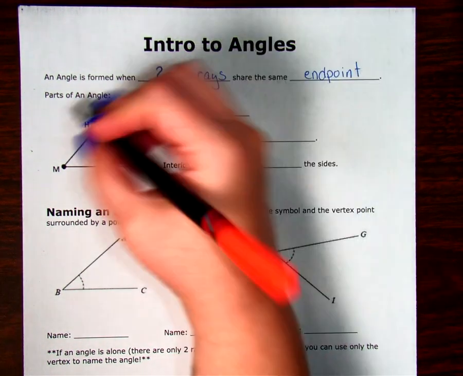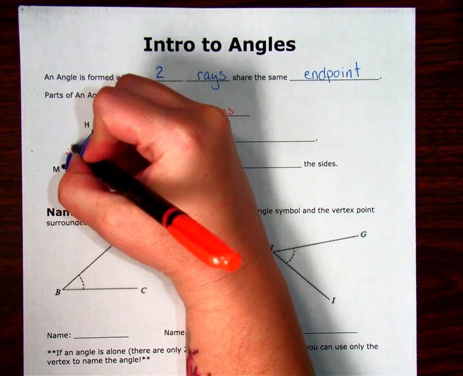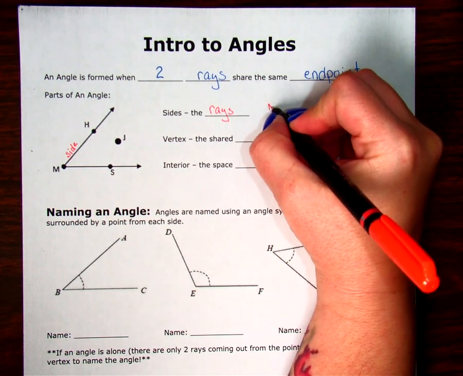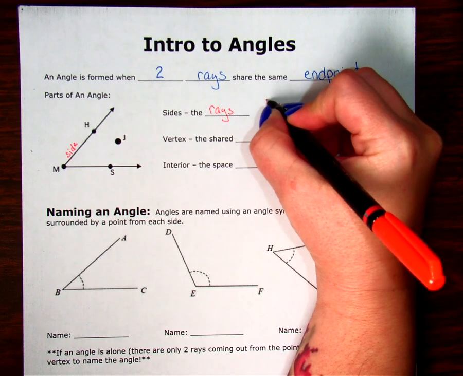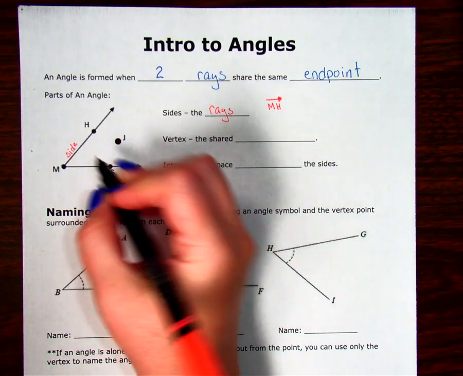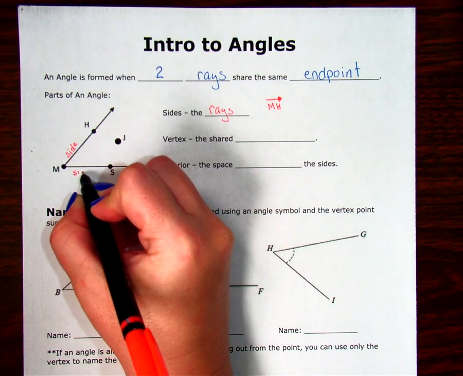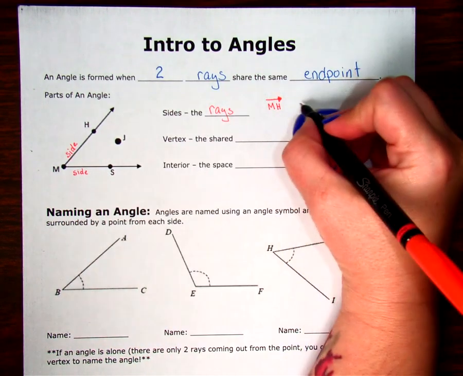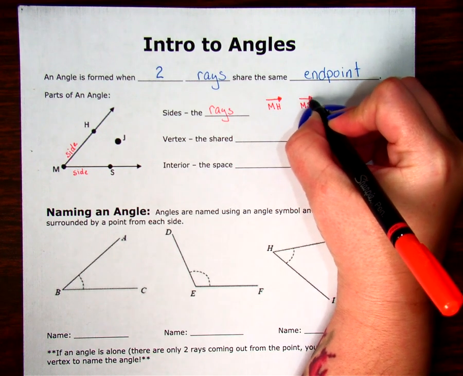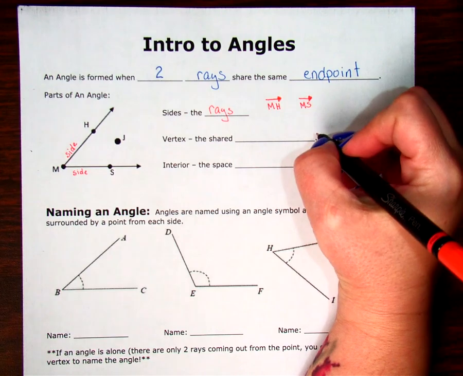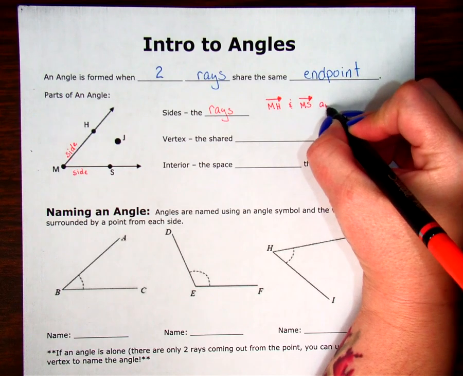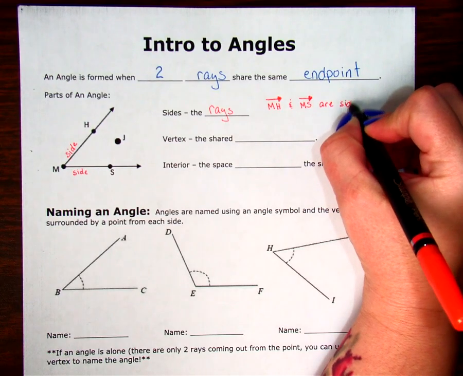So in the example I have, this is a side, ray MH. It starts at M and goes in the direction of H. It's a ray. And ray MS starts at M and it goes in the direction of S. And it's a ray. So I can say ray MH and ray MS are sides of the given angle.